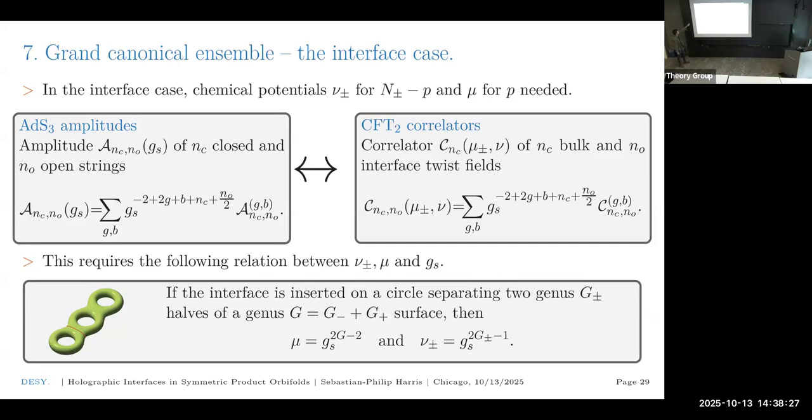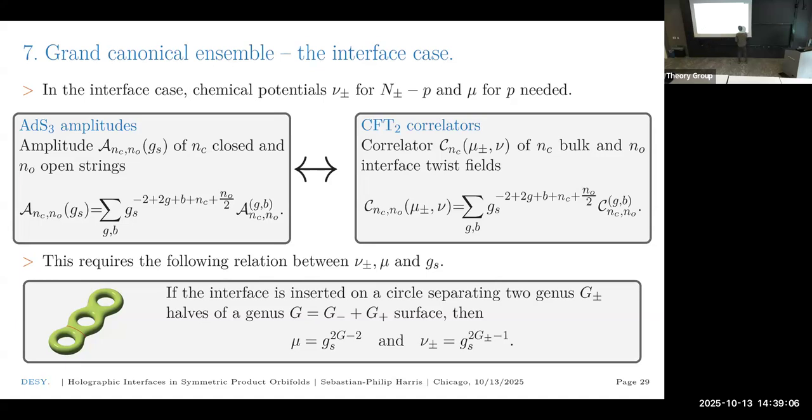Then you find that, again, you can precisely match string perturbation theory by now fixing this chemical potential mu to be G string to the 2G minus 2, and nu plus minus to be G string to the 2G plus minus 1, which then gives you this expected scaling, where C and NO on the string side are of course counting closed strings and open strings contributing to the scattering amplitude, and G and B are the genus and the number of boundaries of the worldsheets.